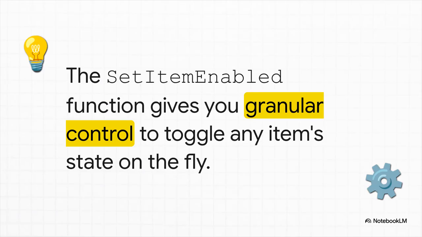And how do you pull this off? It's just a single function call. Set item enabled. This gives you that fine-grained control to target any item you want and just flip its state based on your app's logic. Simple, programmatic control, right where you need it.